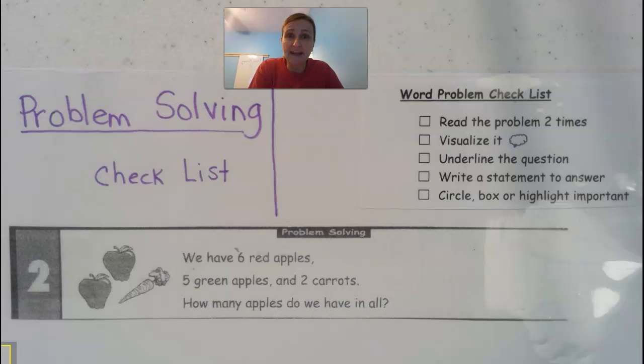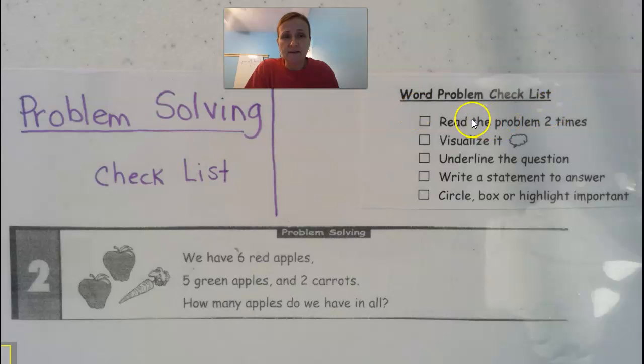Okay, boys and girls, the next drop in the bucket that we are going to practice each day in math is problem solving or word problems. So that is skill number 2 in our drops in the bucket packet. So this whole sheet that we're going to do together is all skill 2, and it's all problem solving or word problems. And you can see that I've put together a little checklist here, word problem checklist. And you should follow this checklist each time to help you when you're solving a word problem.